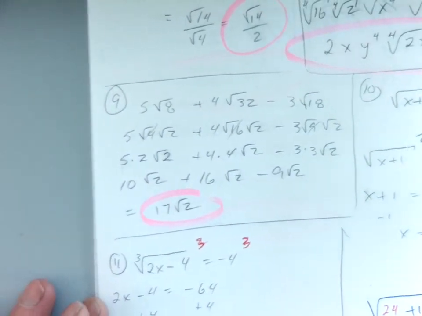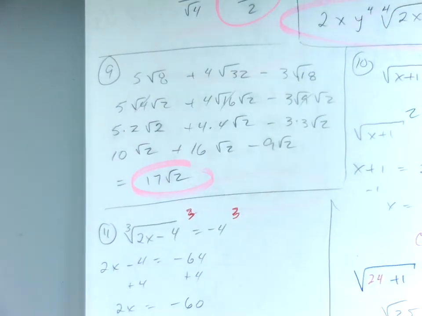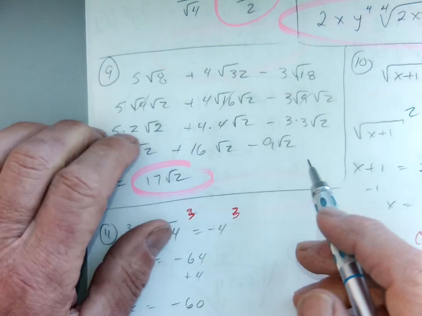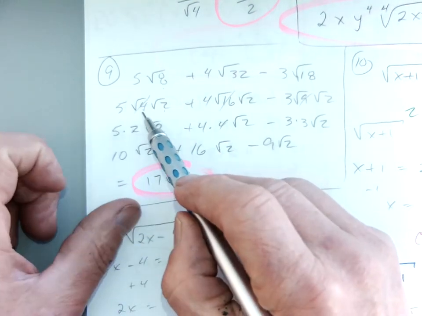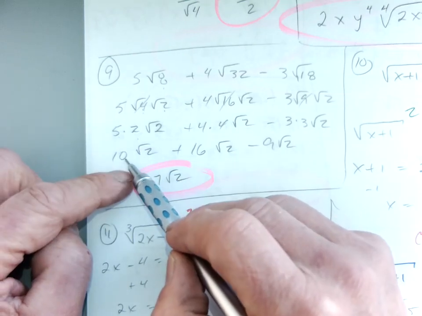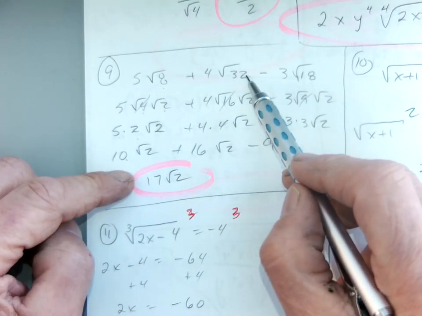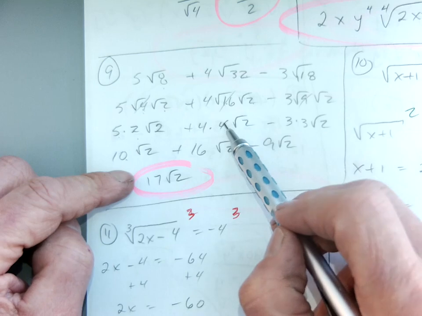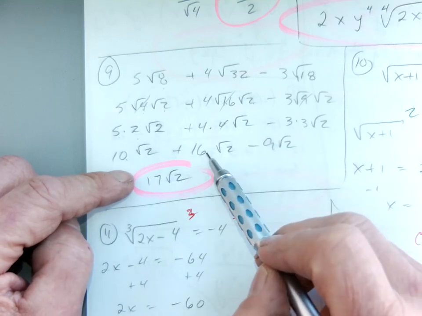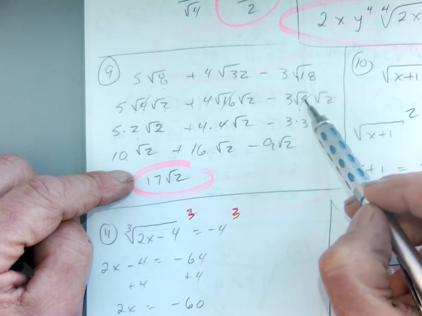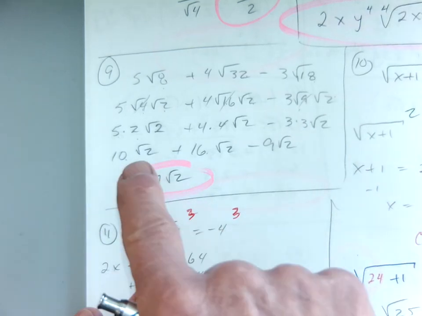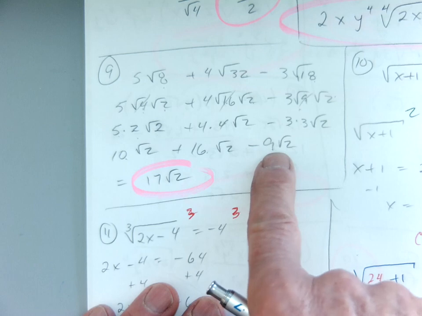Okay, number 9. The rule is you're not supposed to add them, but maybe I can break them up if I try. That's going to be 4 times 2. I like that because square root of 4 is 2. 2 times 5 is 10. Boom. 32, I break it up into 16 and 2, because the square root of 16 is 4, and 4 times 4 is 16. 18, I break it up into 9 and 2, the square root of 9 is 3, 3 times 3 is 9. Now I can add them, they're all the same.